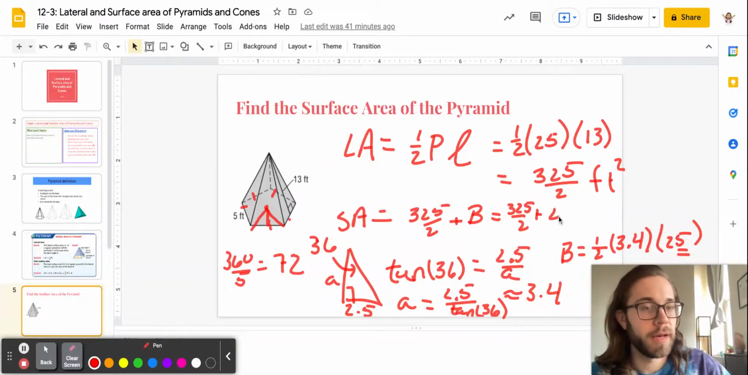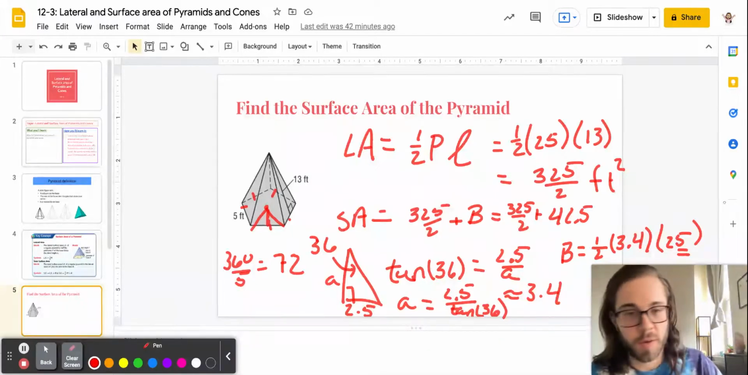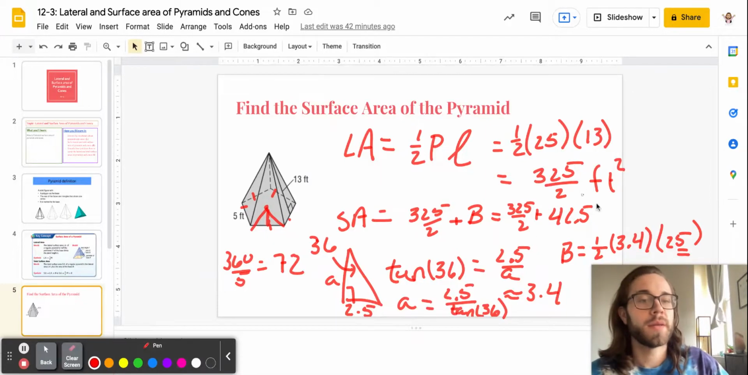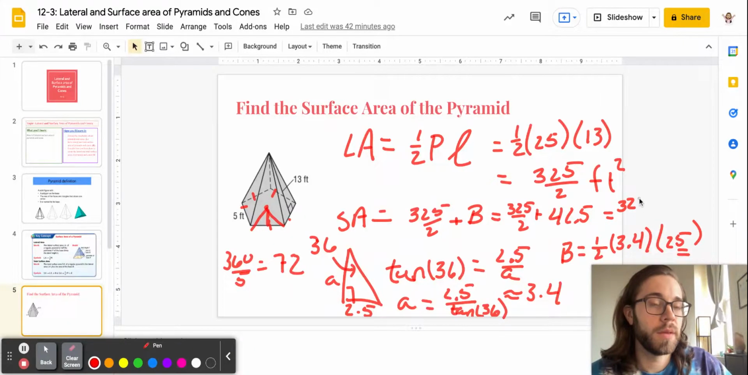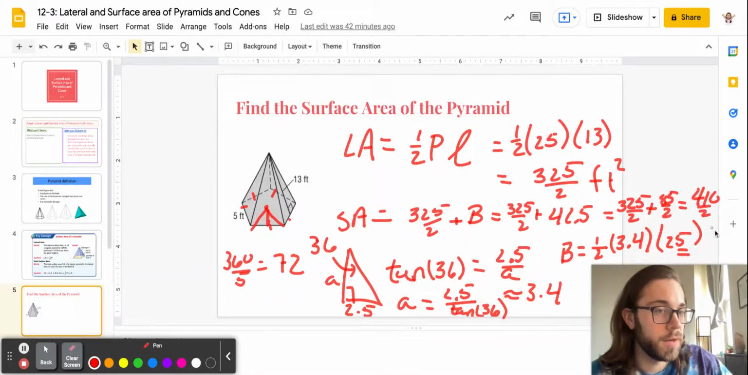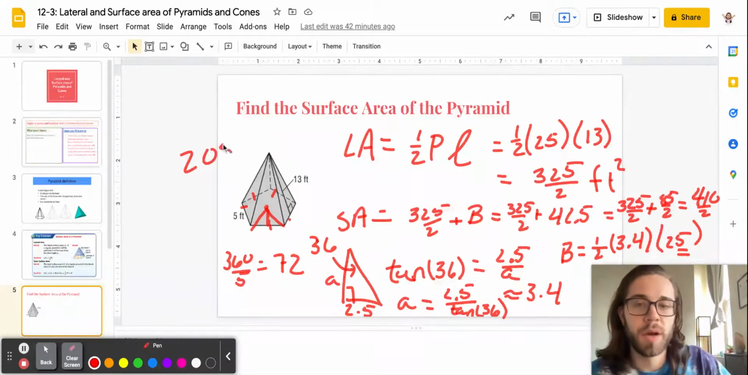Now, 42.5, what's that as a fraction? Well, ask yourself, if it's over 2, you would just double, so 84, and then the half, so 85. Okay, so that would be equal to 325 over 2 plus 85 over 2, which is equal to, add the 5, 410 over 2, which is about, I ran out of room, 205 feet squared, roughly.